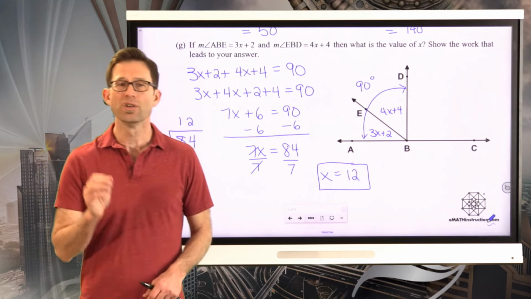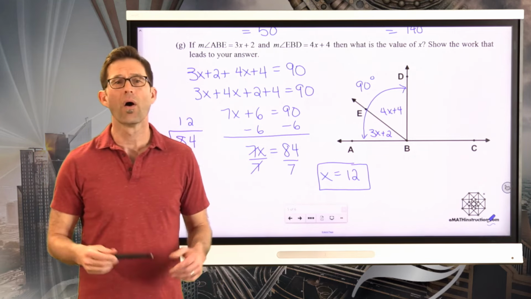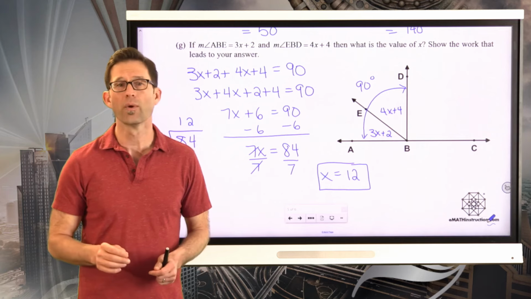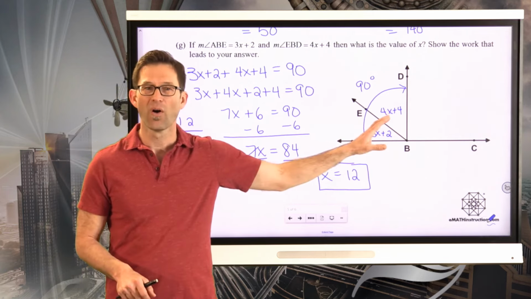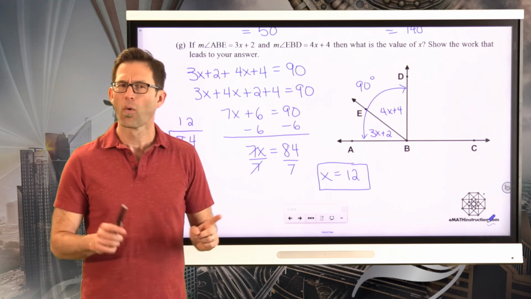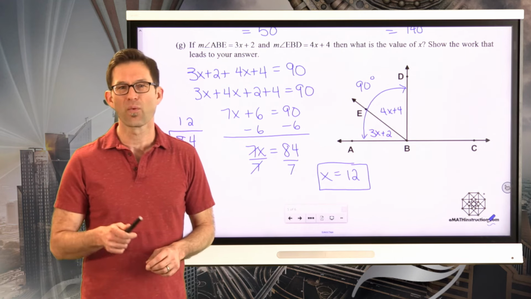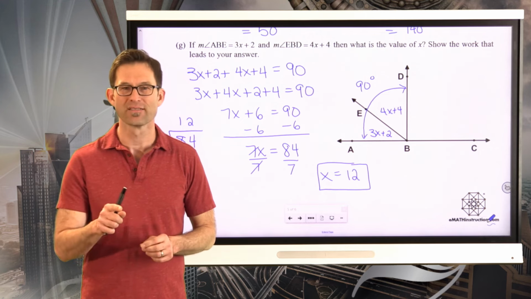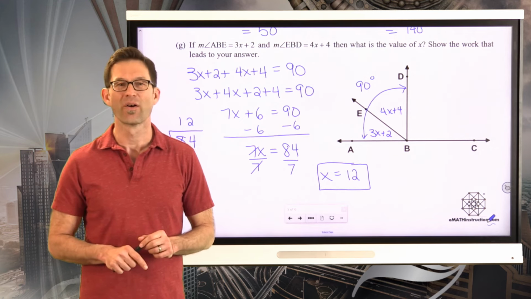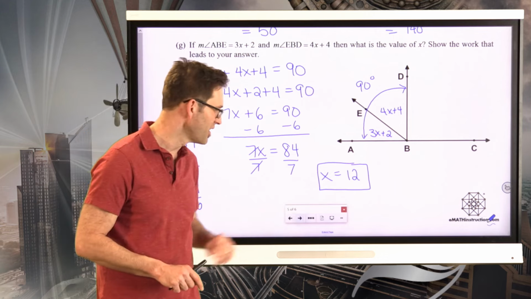All right. Geometry and algebra are often combined, and you never know when you're going to have to set up an equation in order to actually solve a geometry problem. Or maybe we're setting up an equation based on the geometry in order to solve an algebra problem. I guess it depends on how you look at this. All right, let's wrap this lesson up.